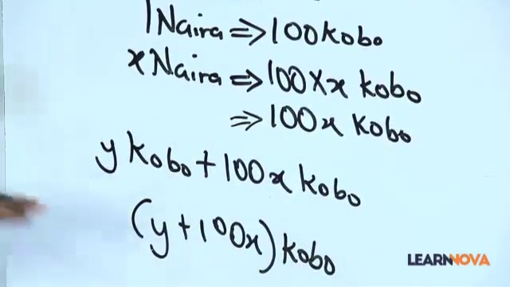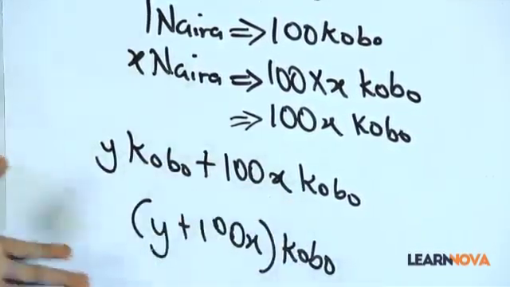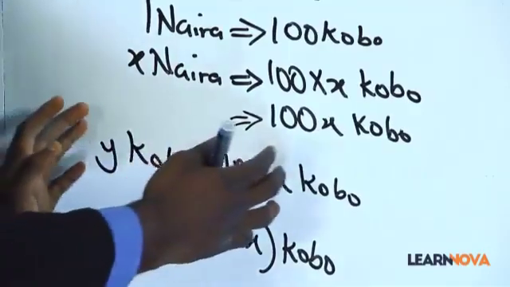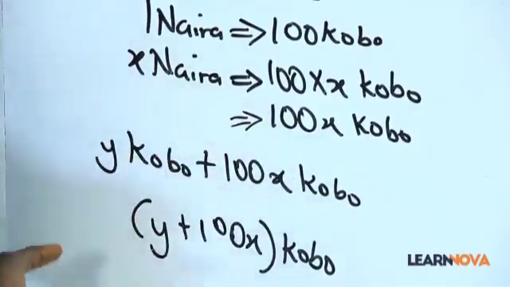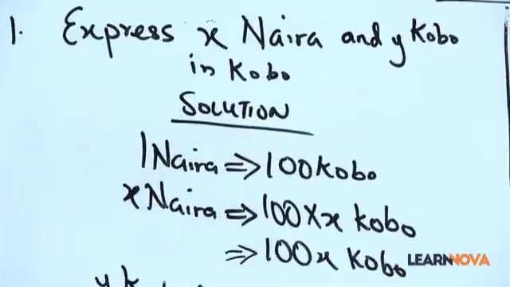For those of us that are asking why we now have only one Kobo, since we have Kobo here and we have Kobo here, we just took these two expressions into a bracket and then put Kobo. All right, so we've been able to answer the question. We said express X Naira and Y Kobo in Kobo. So this is your final answer. Let's go to the other side of the board.